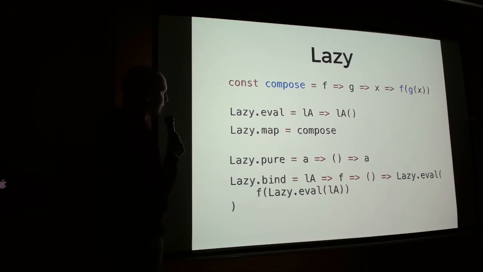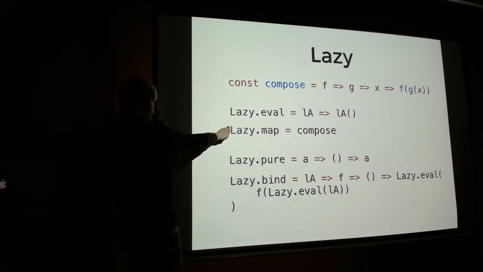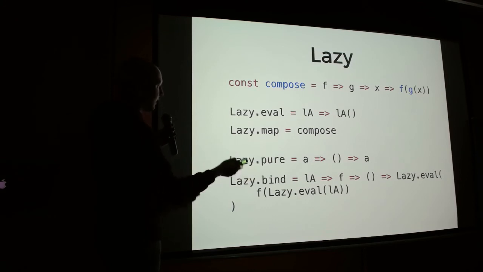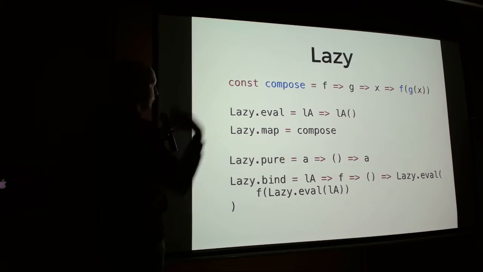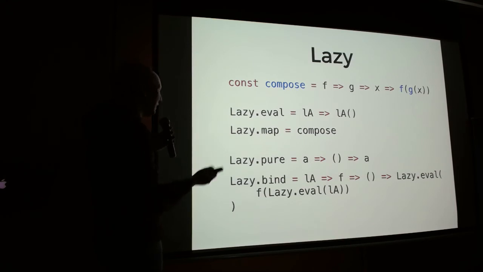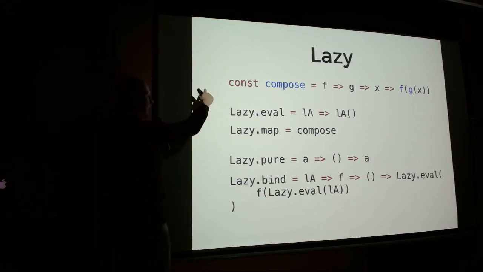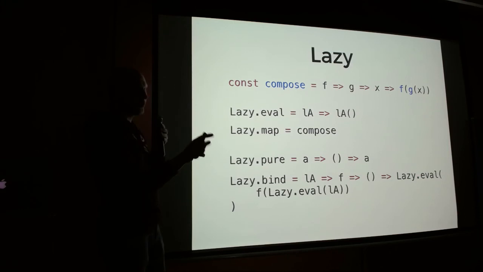Lazy map is actually just compose, functional composition. That's a bit tricky to explain, but just believe me, it's really straightforward to go from a value that is not a lazily evaluated value to a lazily evaluated value, and you can still map functions. For instance, you can add numbers. That means you can also add lazy numbers that are not here yet.